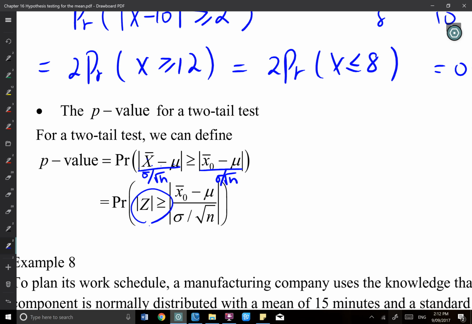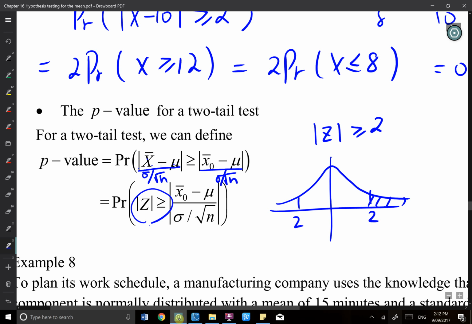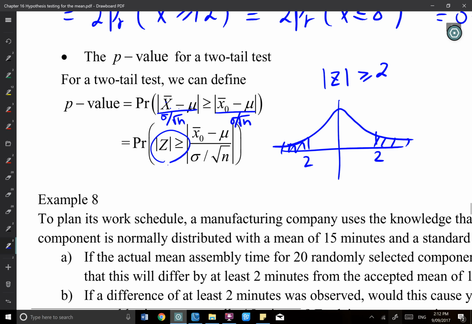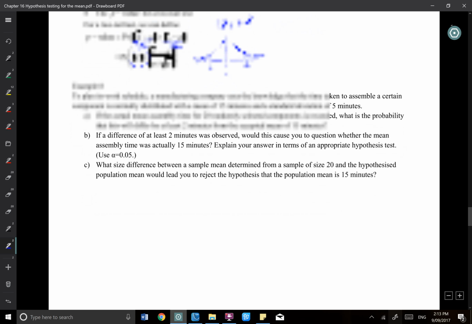What does that mean? It is the distance. It can be the distance on the right or the distance on the left. So for example, if I say the absolute Z is greater than or equal to 2, what I'm talking about is 2 and negative 2. It's both sides. The distance is larger than 2. So let's have a look at an example. When you do the example, it will be much clearer.